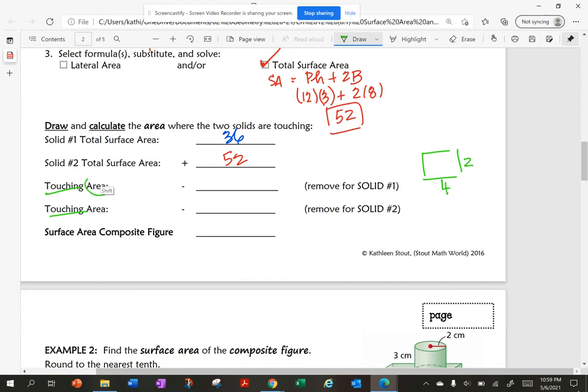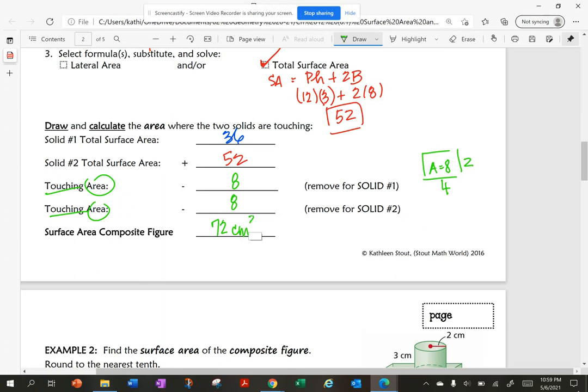So I want to subtract that area. This area is 2 times 4, which is 8. And it's on both objects. So I'm going to subtract it twice because it's on the top prism and on the bottom prism. So 36 plus 52 minus 8 minus 8, we end up with a grand total of 72, and my units are centimeters squared.